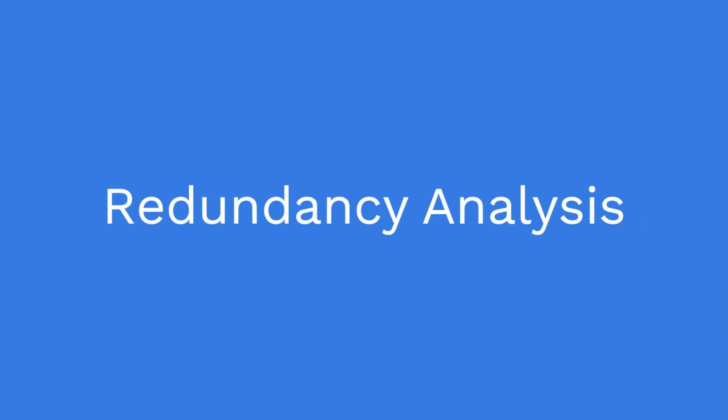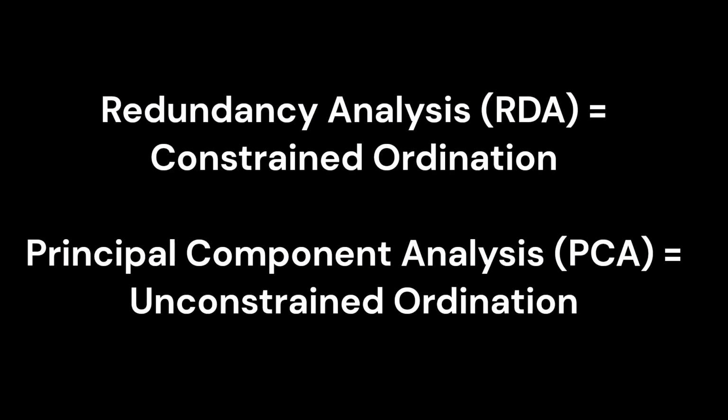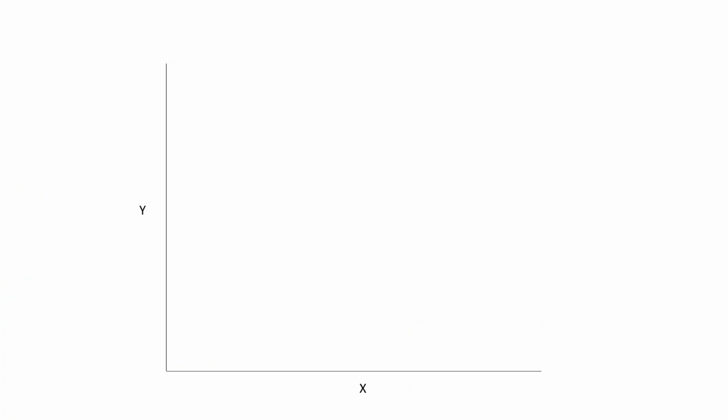Hello everyone, today we are going to talk about doing a redundancy analysis, or RDA, in R. An RDA is very similar to a principal component analysis, or PCA, except it is constrained rather than unconstrained. That distinction is a bit cryptic and confusing, so don't worry, I am going to explain it a bit better than that.